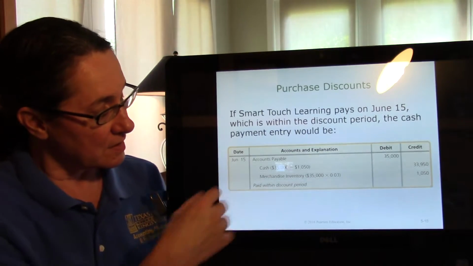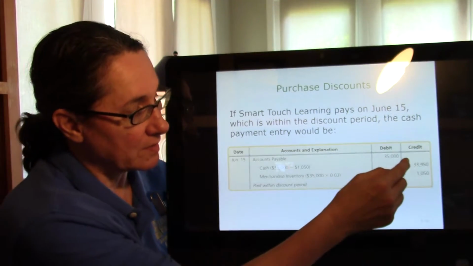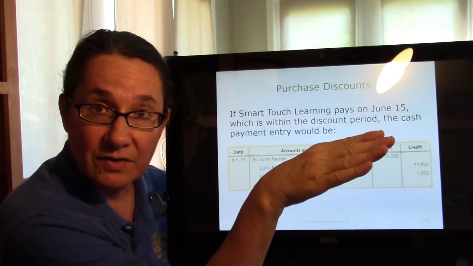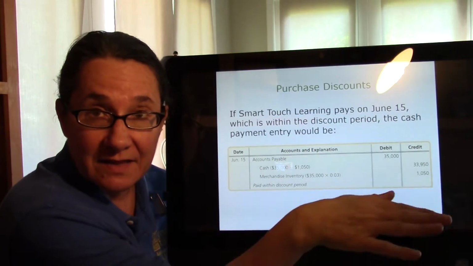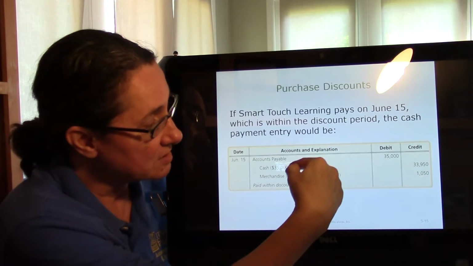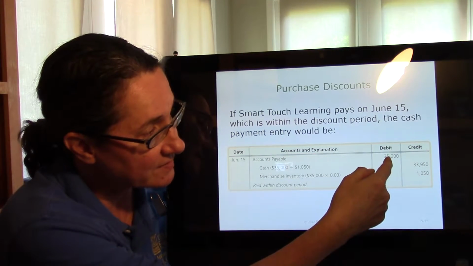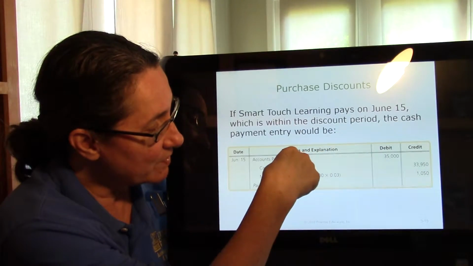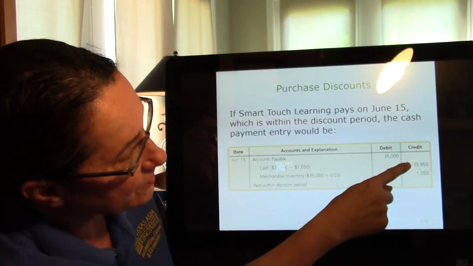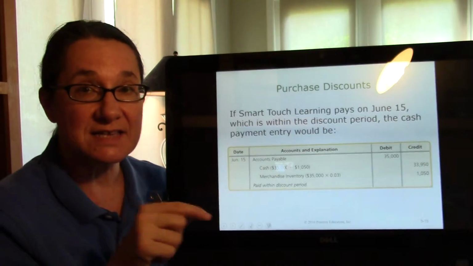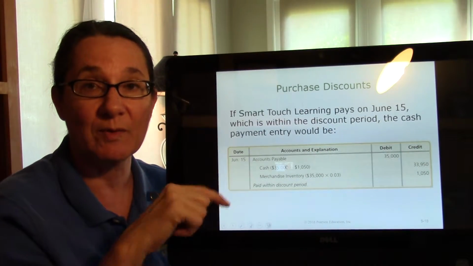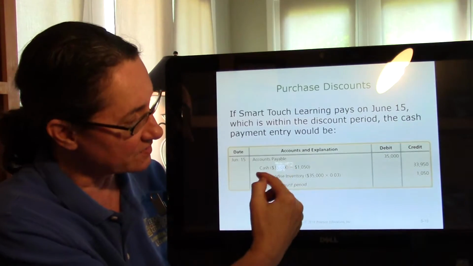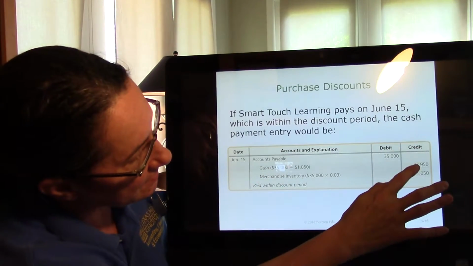Well, accounts payable is what we owed them, right? We owed them $35,000. So we're going to zero that out because we no longer owe them anything, right? We're paying them off, so we put $35,000 debit, which reduces the liability. Then we put cash $33,950, because that's the amount of cash we're actually paying. Remember, we're only paying 97%, right? We take that 3% off.